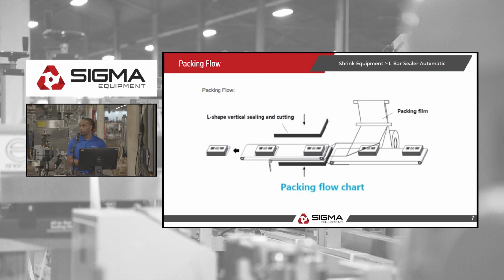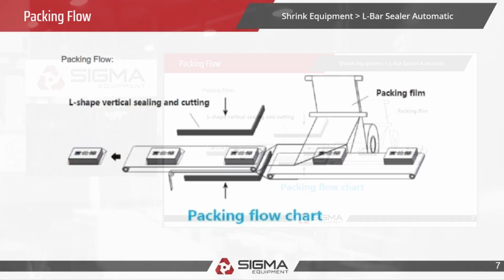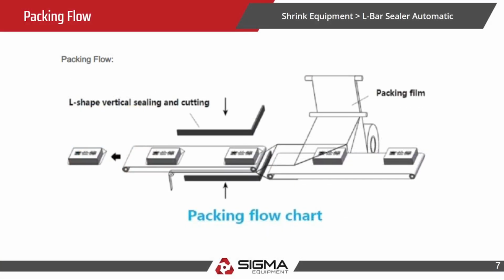So here's a diagram of the packaging flow. This is moving from right to left. As you can see here, you have your box. It's going through that first conveyor through the film, moving on to the next conveyor, which you see the L-shaped sealing and cutting bar. That's going to clamp down and seal your package. As you can see here, there is a little space, and we will talk about options to accommodate that for smaller packages as well.